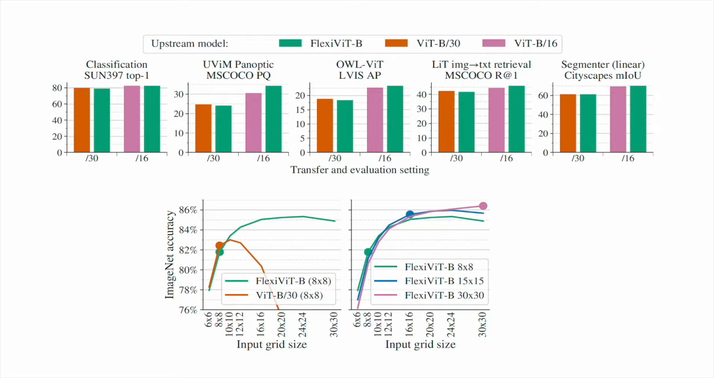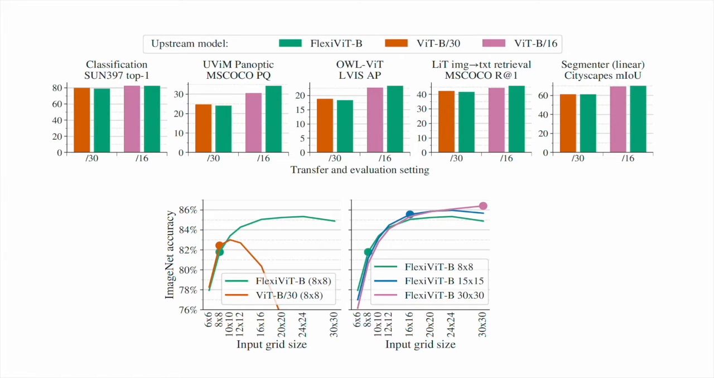We see in the figures here the x-axis represents the input grid size at test time, and the y-axis represents ImageNet accuracy. For the left figure, we see FlexiViT base, which is fine-tuned at an 8x8 grid, and a standard ViT base 30, which is fine-tuned also at an 8x8 grid. We see that for FlexiViT, as the input grid size increases, we get a boost in performance, whereas for the standard ViT base 30, we see a dip in performance as the input grid size increases.